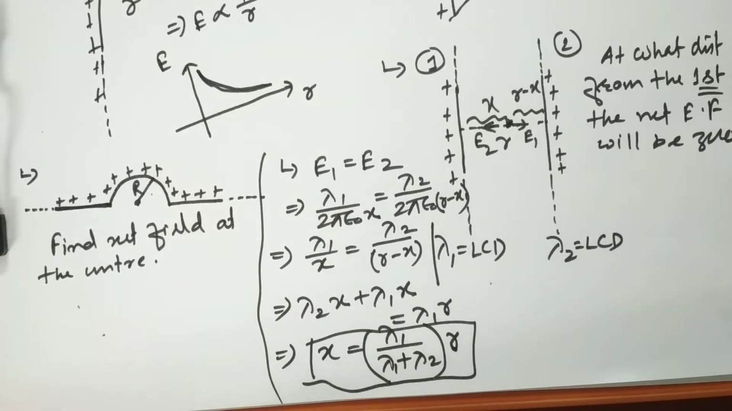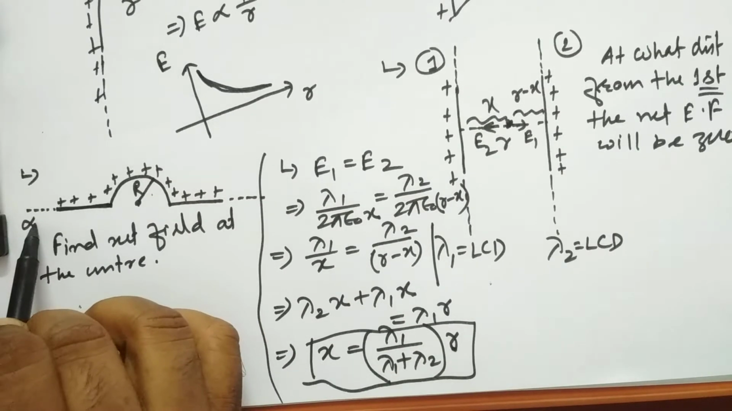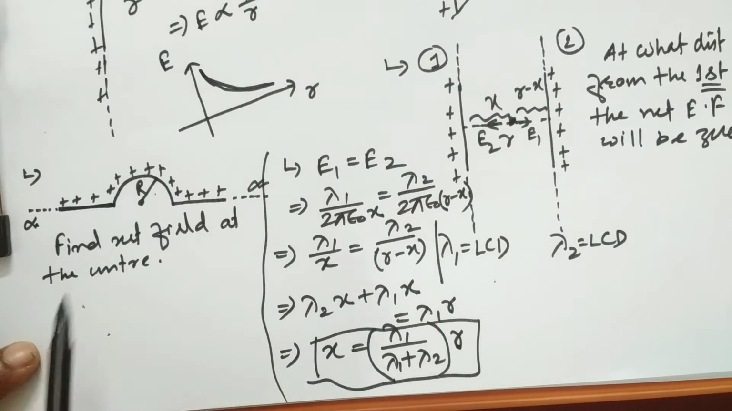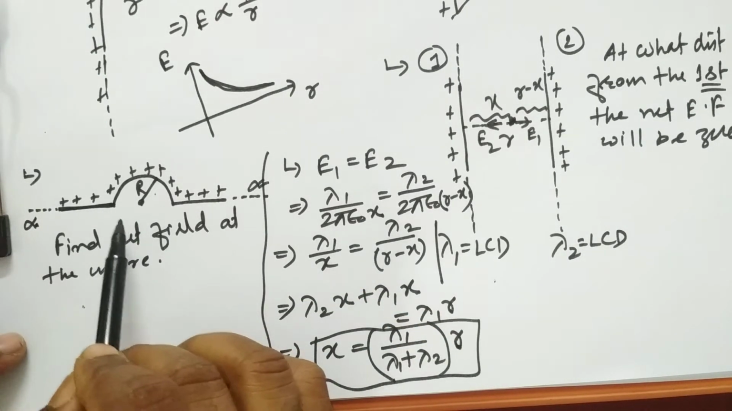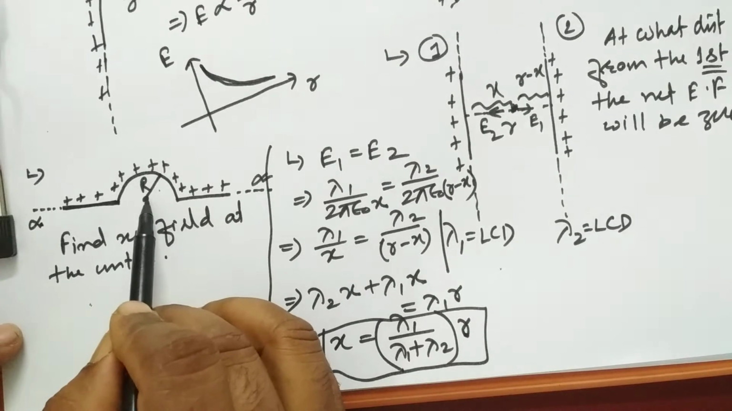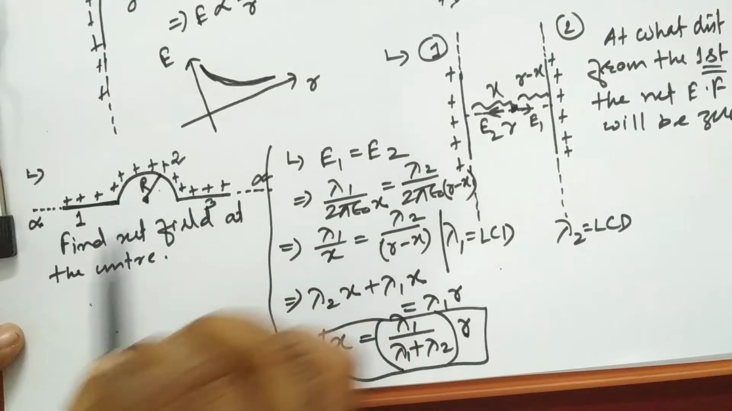How much will you be getting here? This is going to infinity. This side also is going to infinity. Clear? At one end of an infinitely long linear distribution of charges, there will be 3 fields here. I call this 1, I call this 2. This one let me call as 3.